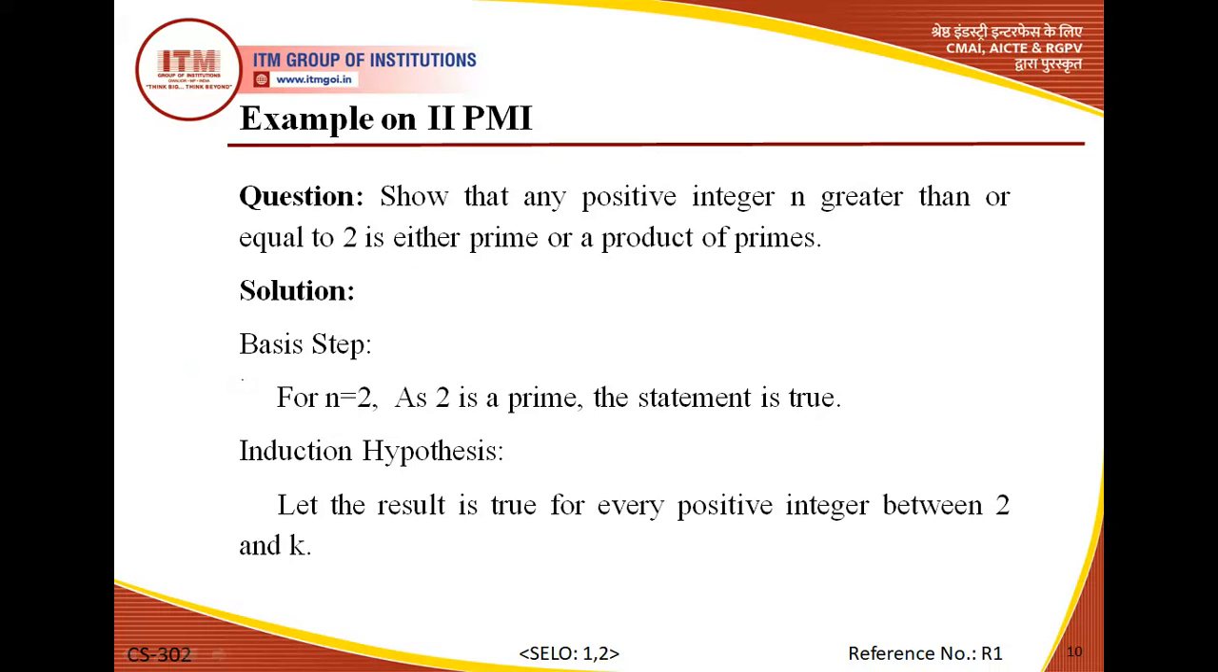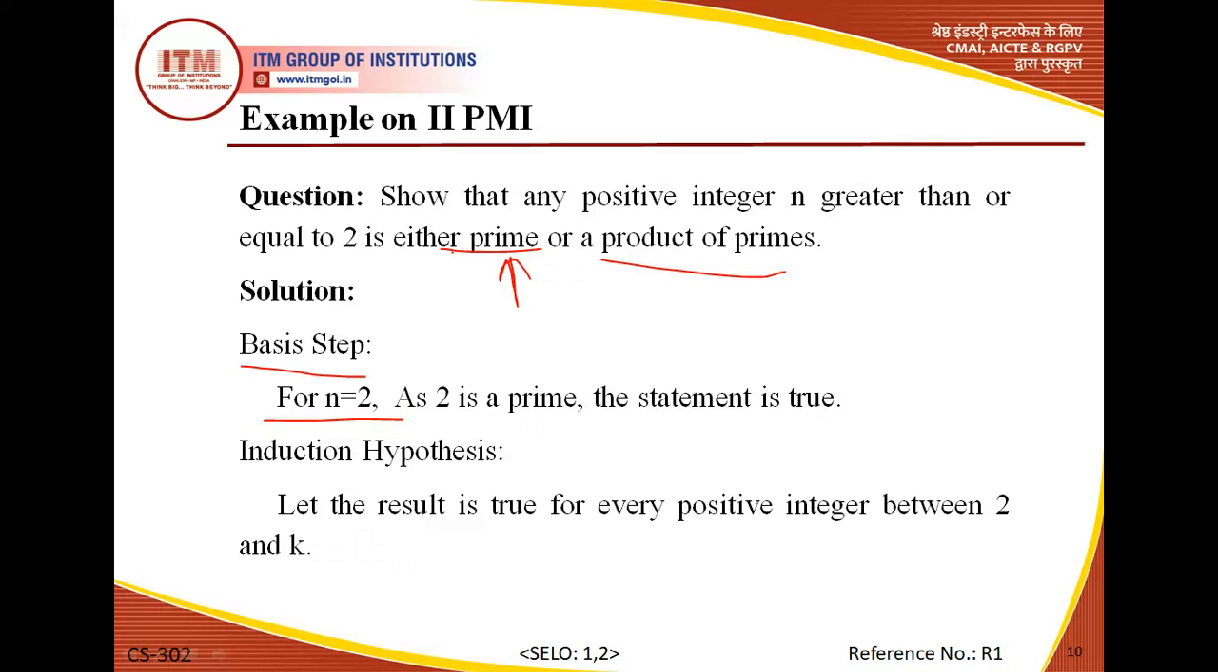So let's first try the basis step. The basis step says for n equals 2, as 2 is a prime, the statement is already true. We have to start from n equals 2. Since 2 is a prime, this result is true because the result says either it should be a prime or a product of primes. It is already a prime number. 2 is already a prime number, hence we don't have to prove anything. It has already been proved.